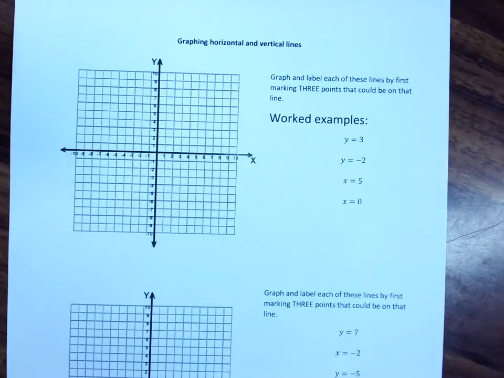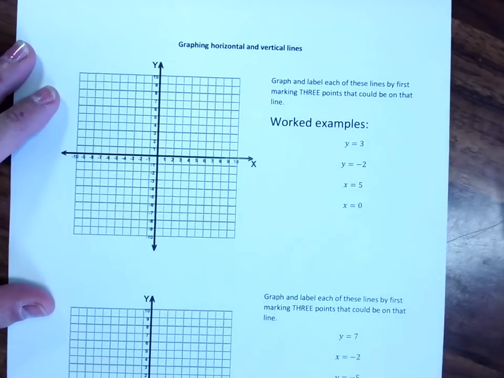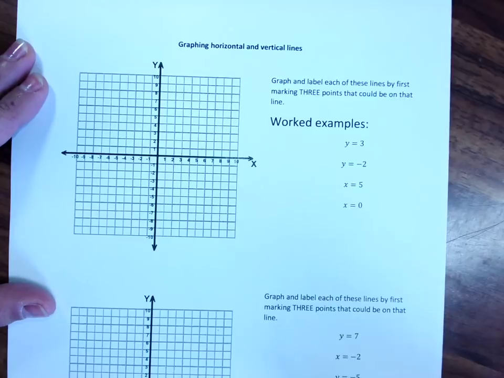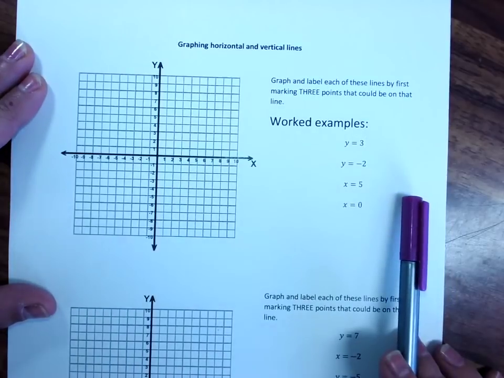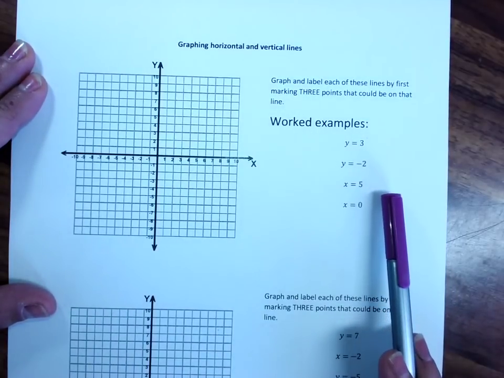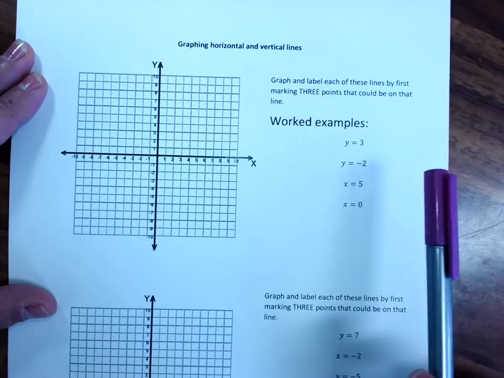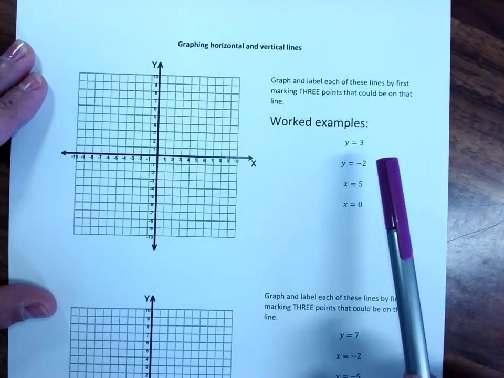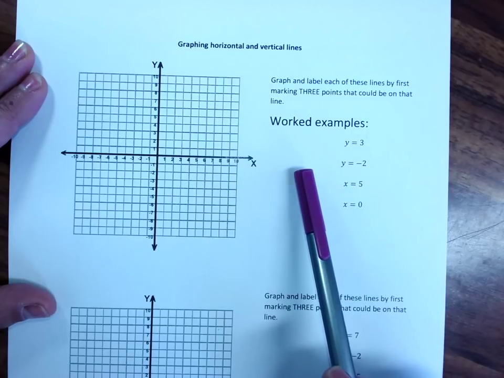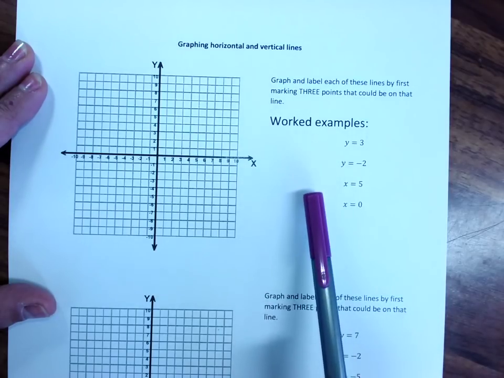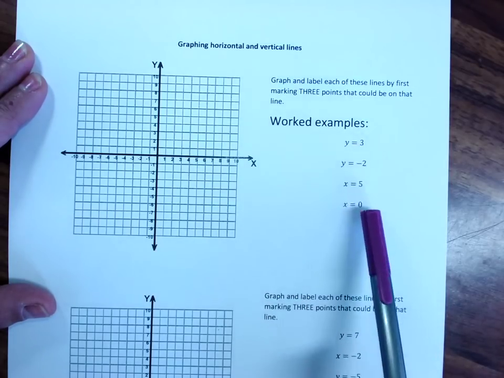Horizontal and vertical lines are a little bit different from the other lines we've learnt how to graph. We don't need a table of values to graph these, and they've got very particular sorts of rules. These are all horizontal and vertical lines here, and what you'll see they've got in common is some of them start with X, some of them start with Y, but it's just one letter equals one number.